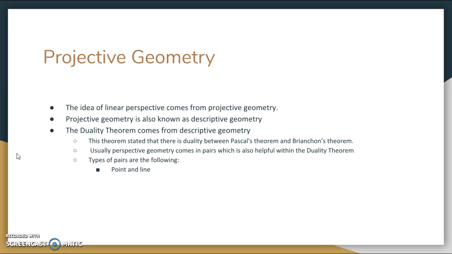Usually perspective geometry comes in pairs, which is also helpful within the duality theorem. Types of pairs are the following: point and a line.